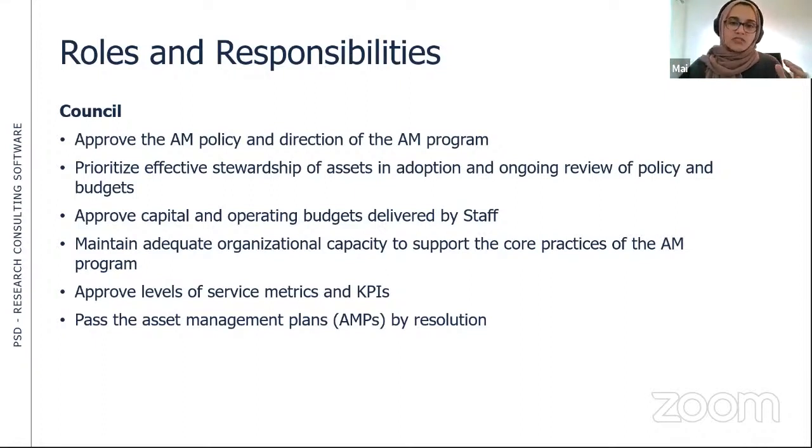And then a lot of other responsibilities fall under that, such as approving the capital and the operating budget, because cost and life cycle costs factor heavily into the direction and the levels of service that are provided. And also prioritizing the effective stewardship of your assets by an ongoing policy review and ongoing budget review, that as well feeds into the direction of the asset management program and feeds into the levels of service that you are providing. And Jordan will be going into more detail in terms of what those levels of service metrics look like and how you can start tracking them and using them to drive your decisions.